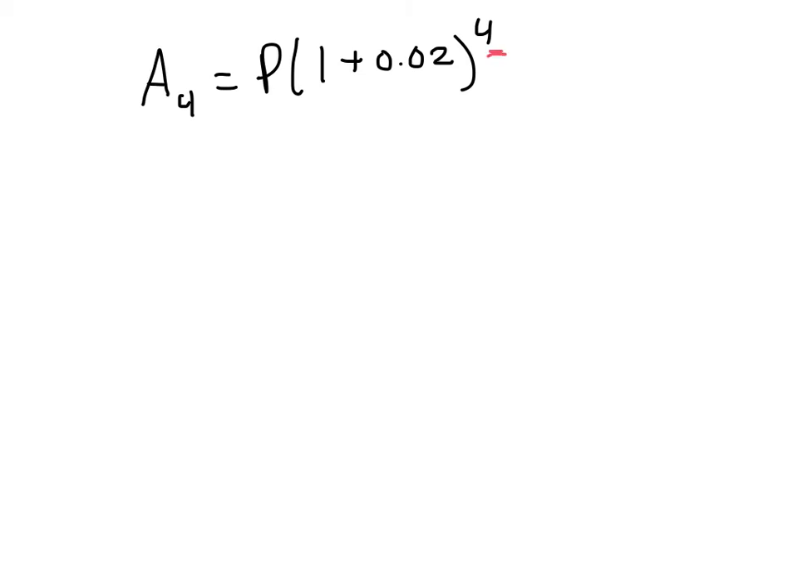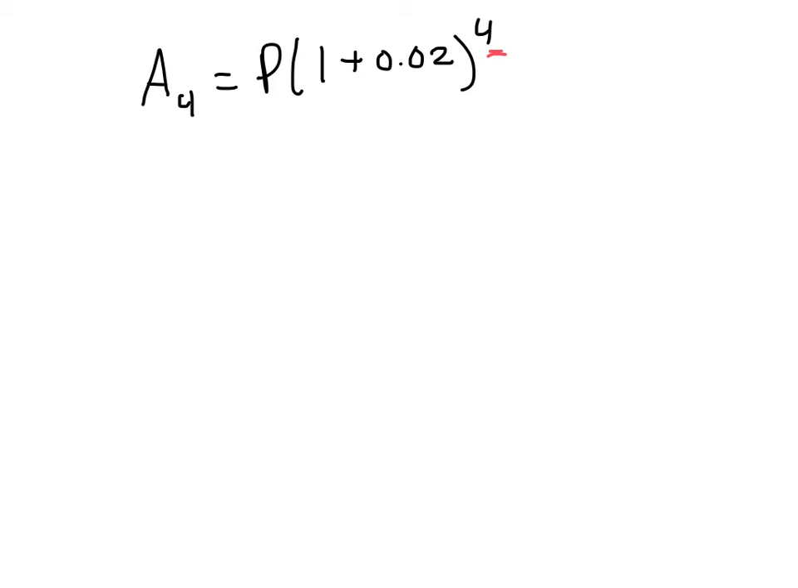So that A4 could actually be written as our principal times 1 plus 0.02 to the 4th. Now remember, we were going to compound this quarterly, so basically we made it through 1 year. If we were going to go to 2 years, we'd end up at A8, and this number would then be an 8, and so on.